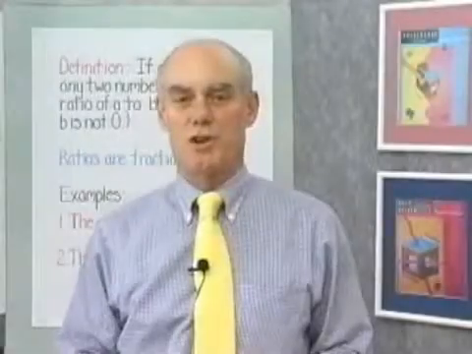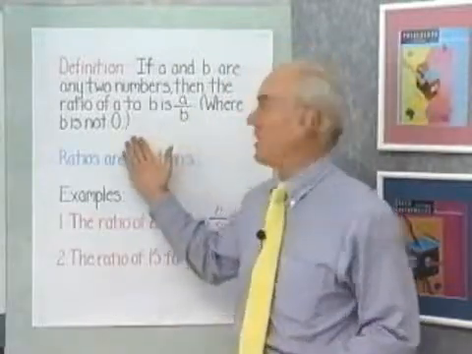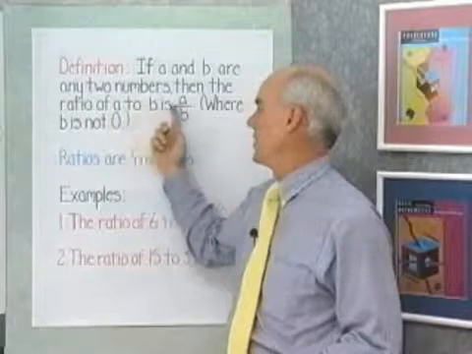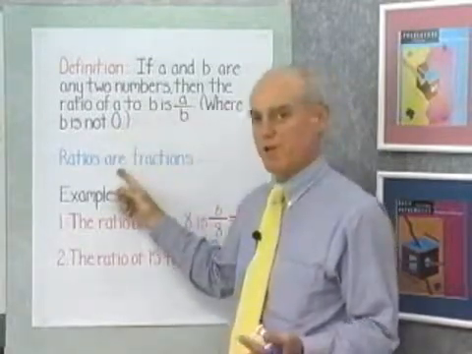In this chapter, we're going to start our work with ratio and proportion, and I've written over here on the board the definition for the ratio of two numbers. If A and B are any two numbers, then the ratio of A to B is A over B, where B is not equal to 0. So as you can see, ratios are fractions.